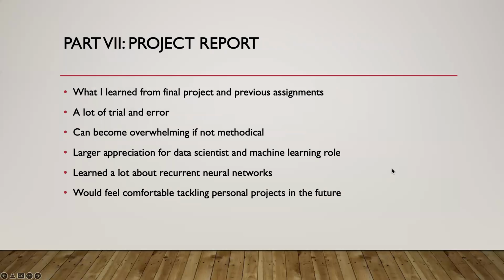So part 7, just kind of the summary of everything I've learned from the final project and also the previous assignment. I think the most important thing I learned is that there's a lot of trial and error that goes into this. I'm not sure if that changes too much when you're making $300,000 as a data scientist at some big corporation somewhere. But I feel like all around there's a lot of trial and error.